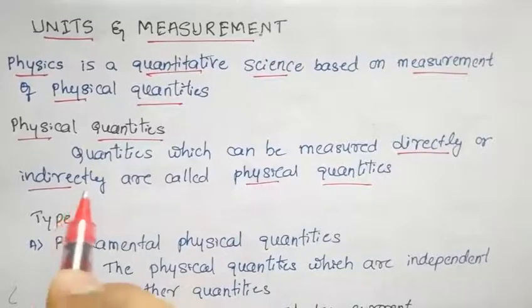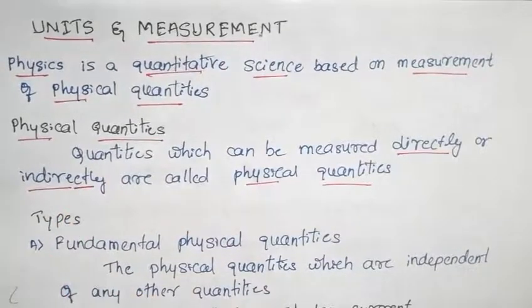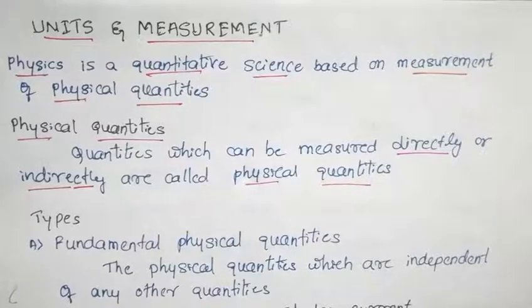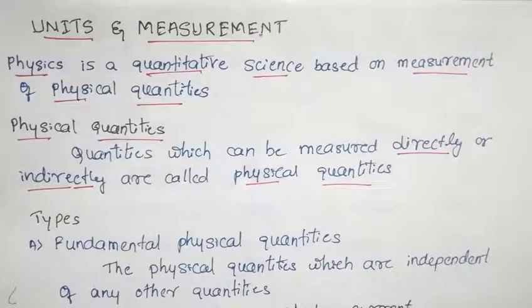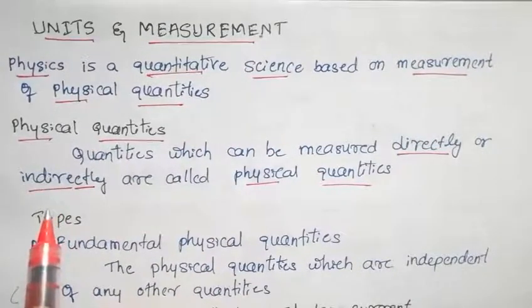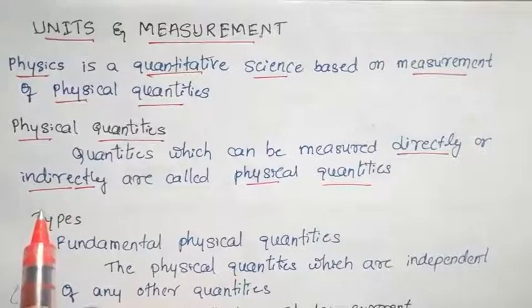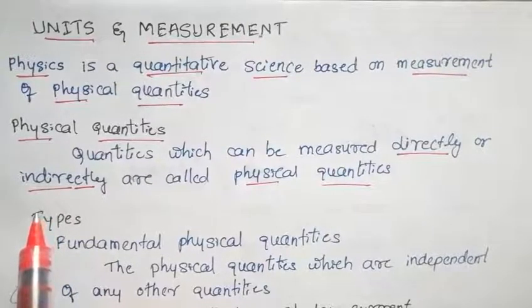Now, what is the indirect method? I want to measure the distance of the moon from the earth. Is it possible for me to use a scale to measure the earth to moon distance? No, right? Not possible. So, for these types of things, we adopt a new technique. These methods are what we call indirect methods. There are so many such methods. That's the reason a physical quantity which can be measured directly or indirectly is what we call a physical quantity.